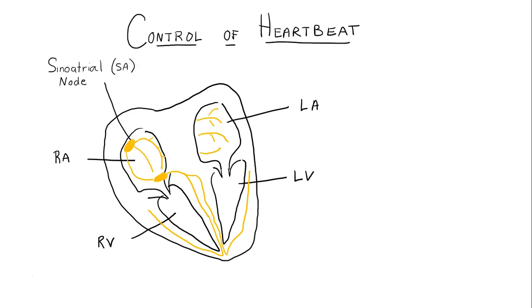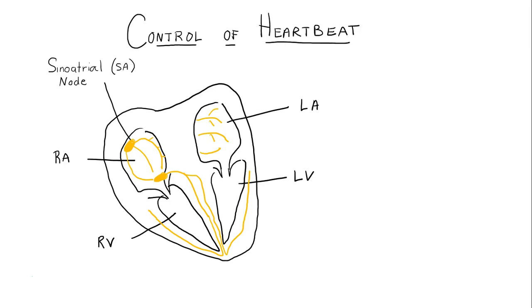So we have the sinoatrial node, which is the heart's primary pacemaker and is going to keep the heart beating at about 70 beats per minute. And it's going to send electrical signals to both the right atrium and the left atrium. And so these two atria are going to contract simultaneously, almost as if they're just one big cell. Okay, and they contract simultaneously under the control of the sinoatrial node, the heart's pacemaker.